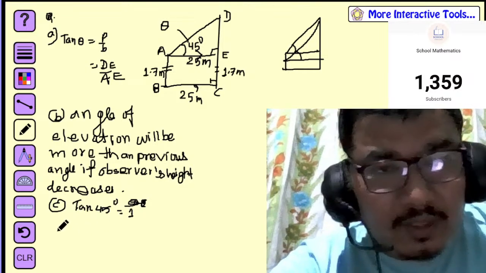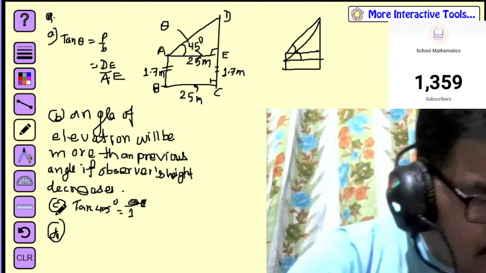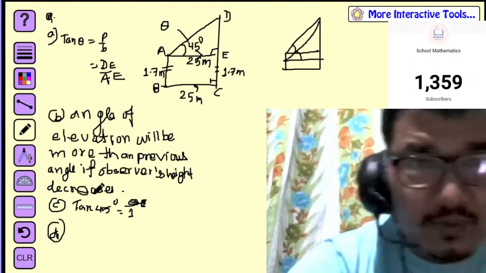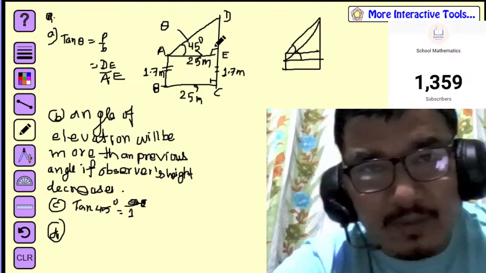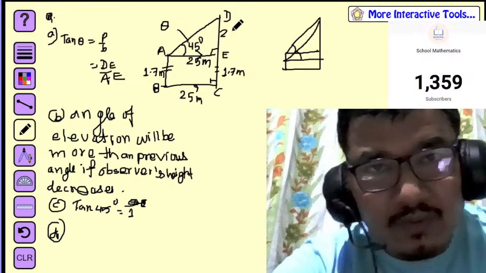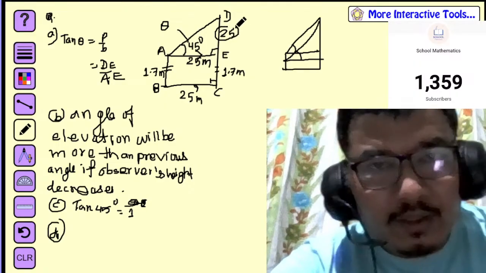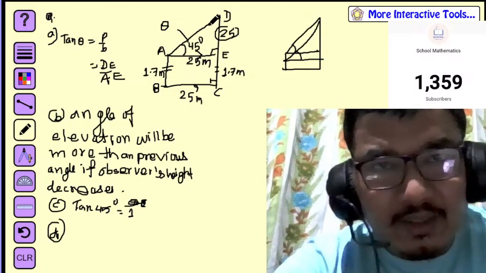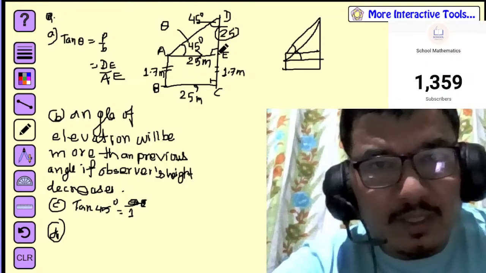D number is asking to find the height of the tower. If this angle is 45 degrees, then this base is 25. Of course, this will also come as 25, because this is 90 and this will be 45. I told you this will be an isosceles triangle. That's why its base and perpendicular are equal.